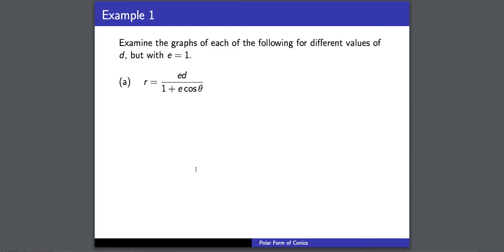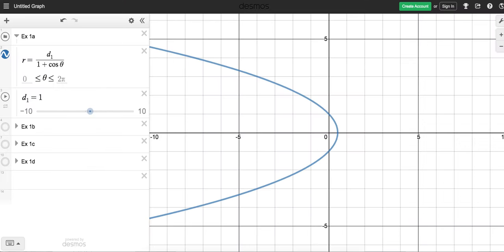So in example 1, we're going to examine the effects that the value of d has on our graph. We're going to fix E to equal 1 and then use the sliders of Desmos to adjust the values of d and see how that impacts our graph. In example 1a, we have r equals E d over 1 plus E cosine theta. If E equals 1, that gives us d over 1 plus cosine theta. So graphing that, we have 1 for the numerator over 1 plus cosine theta. Notice it gives us a parabola.